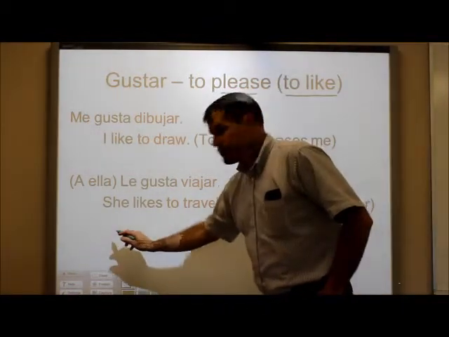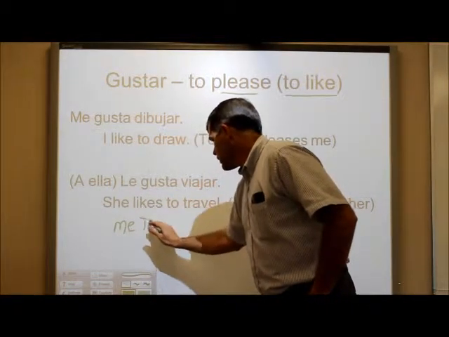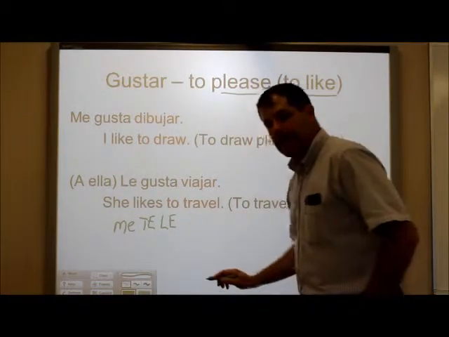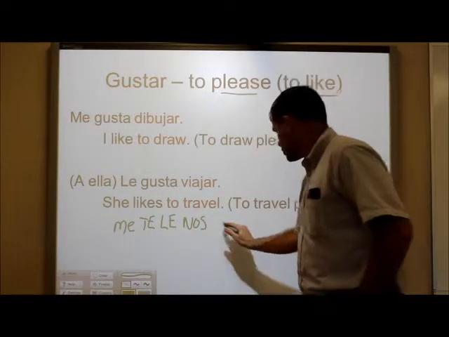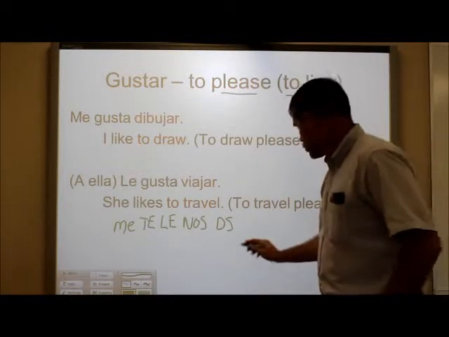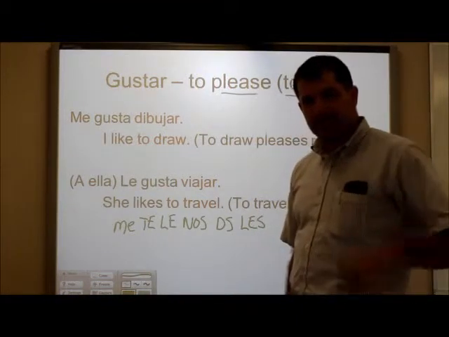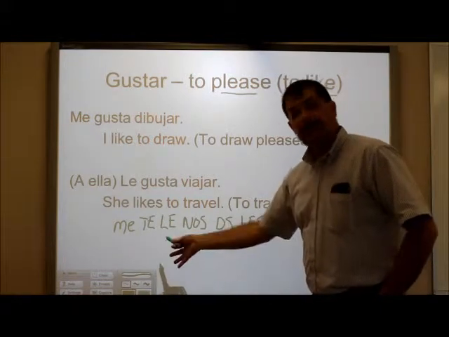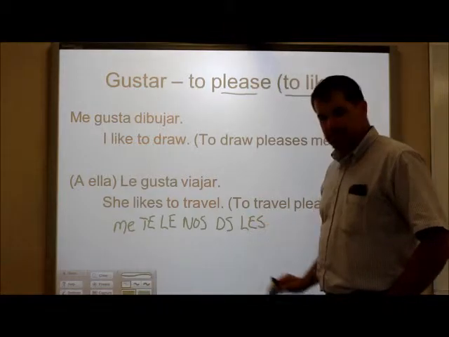The indirect object pronouns in Spanish are me, te, le, nos, os, and les. Okay, repite. Me, te, le, nos, os, les.